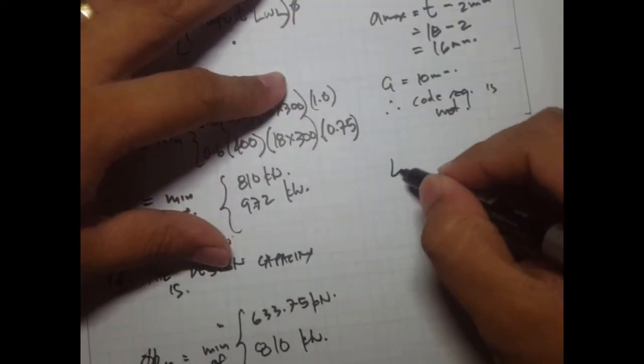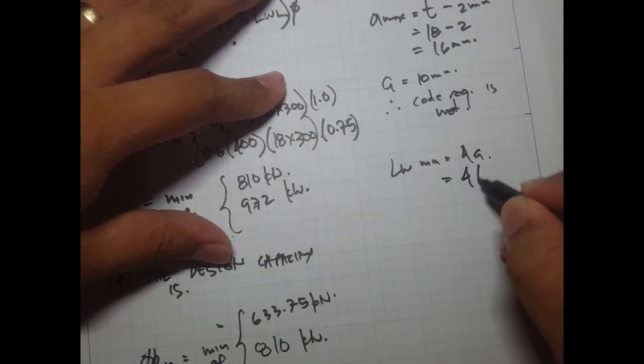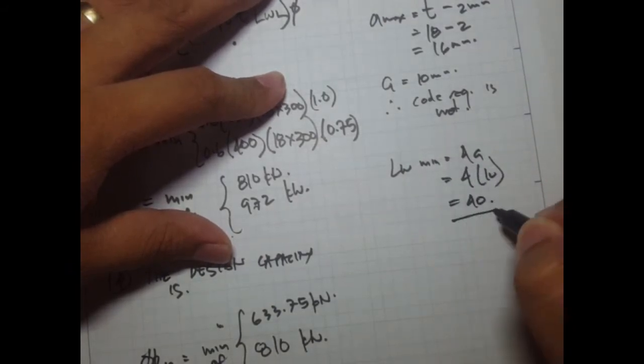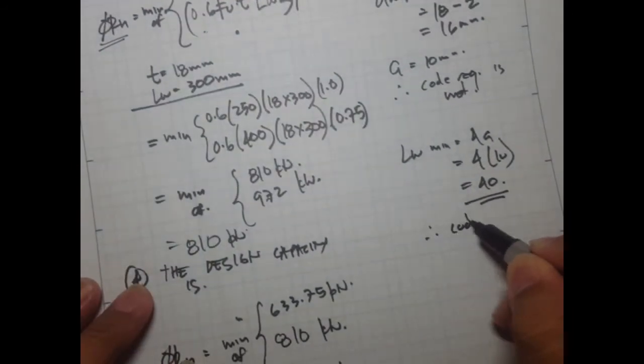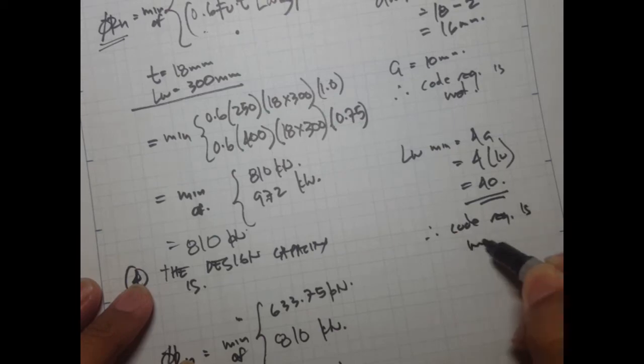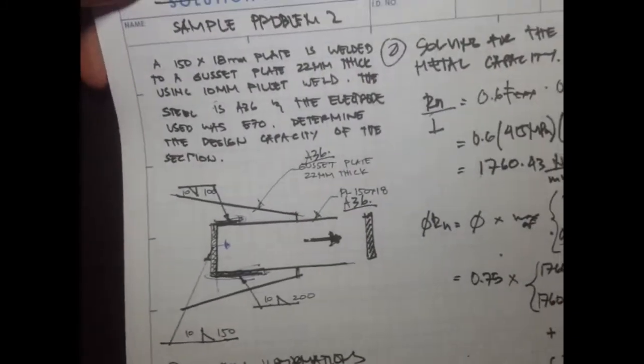And for the weld length, the minimum weld length is just 4 times A. So 4 times 10 is equal to 40, and we're having 200 or 100. So therefore code requirement is met. Alright, so now let's review our solution to this sample problem number 2.